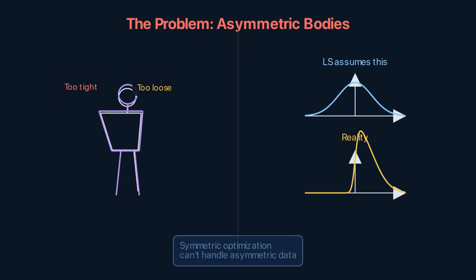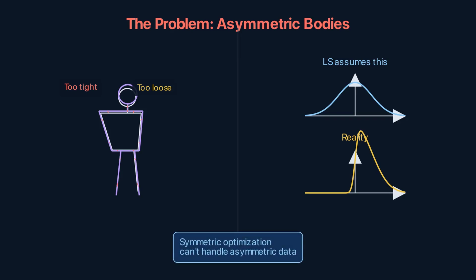This is exactly what happens when data has non-Gaussian errors. Least squares assumes symmetric, bell-shaped residuals and produces a compromise that fits nothing well.